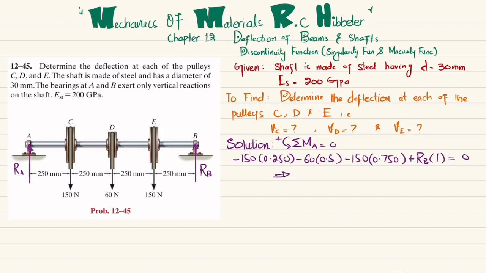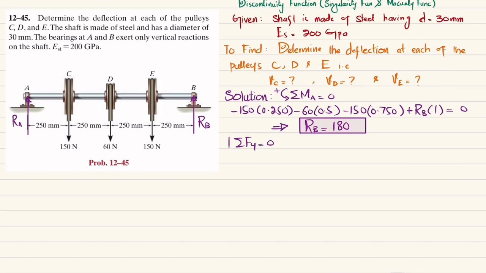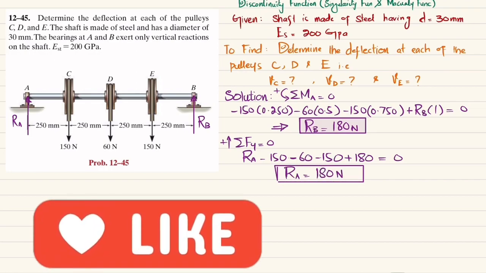So when you calculate it, you will get this RB will be equal to 180 Newton. Okay. So now we'll find this RA by using another equation of equilibrium, that is sum of all forces along y direction must be equal to 0 and upward force is taken as positive. So RA is upward, so RA minus 150 minus 60 minus 150 plus 180 is equal to 0. So you will get RA will be equal to, the unit is Newton, RA will be also 180 Newton, because 150 plus 150 is 300, 360 minus 360 plus 180 will be 180. So now you have RA and RB.